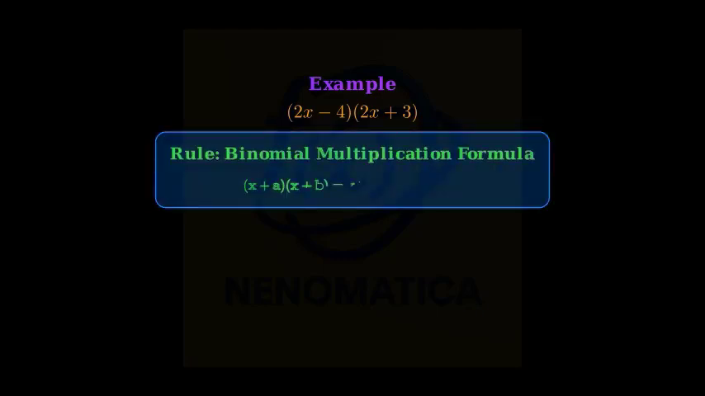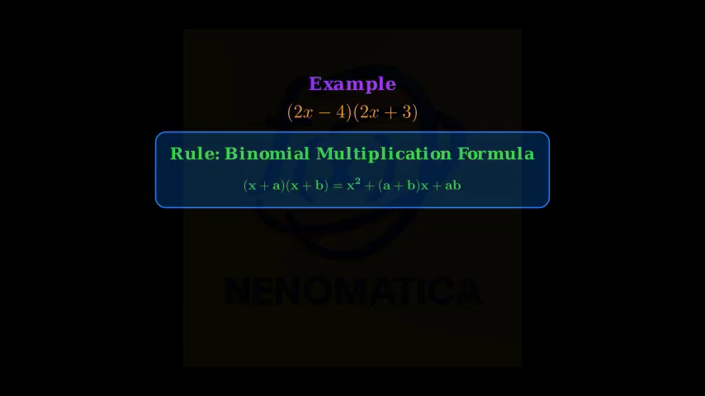Our example problem is to expand the expression (2x - 4)(2x + 3). We need to find the expanded form of this expression. To expand this expression, we'll use the distributive property formula for multiplying binomials. This formula tells us that when we multiply two binomials in the form (x + a)(x + b), we get x squared plus the sum of a and b times x plus the product of a and b.